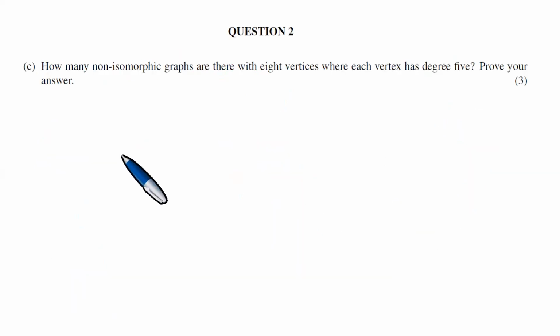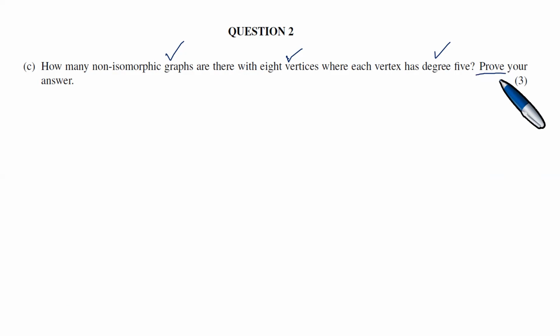How many non-isomorphic graphs are there with 8 vertices where each vertex has degree 5? So we're looking at non-isomorphic graphs with 8 vertices where each vertex has degree 5. Prove your answer, 3 marks. So here we need to prove our answer. How do we do this here?